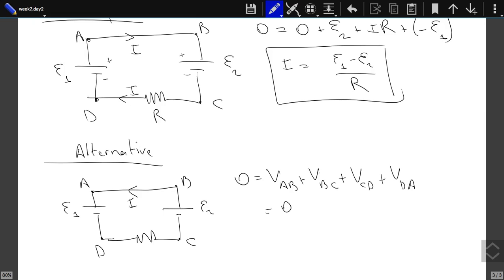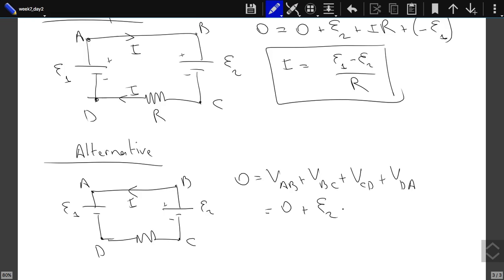Okay, from B to C, what is the potential drop? So is it plus or minus epsilon 2? Potential drop as we go from point B to C is plus epsilon 2. Again, I'm going from the positive terminal of the battery to the negative terminal of the battery. So B is at a larger potential than C, and the difference is epsilon 2, so the potential drop is epsilon 2, so it's positive.